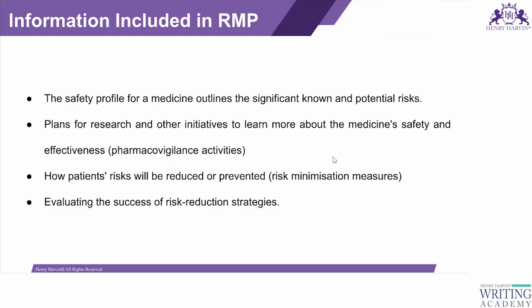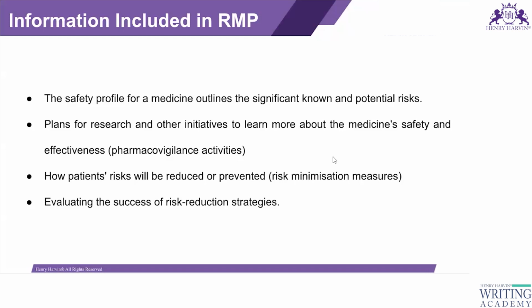Then, plans for research and other initiatives to learn more about the medicine's safety and effectiveness, that is the pharmacovigilance activities. So pharmacovigilance activities are the activities which are planned by the marketing authorization holder to get more knowledge about the medicine's safety and effectiveness, and the methodologies involved in pharmacovigilance by which we get to know more about the medicine, its efficacy and its safety, we will discuss in module number 8, which is related to pharmacovigilance.